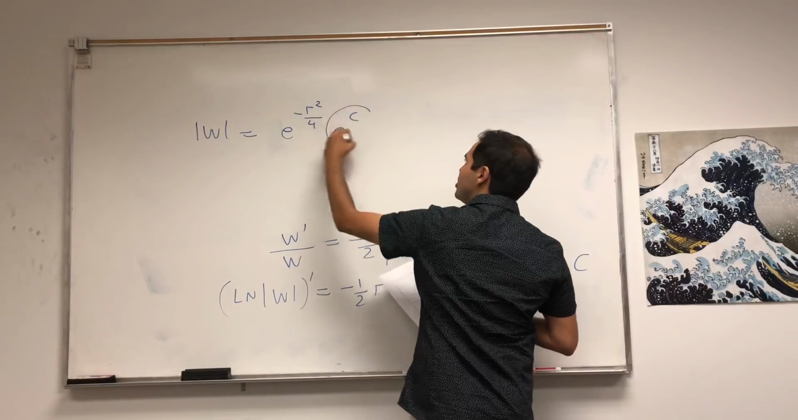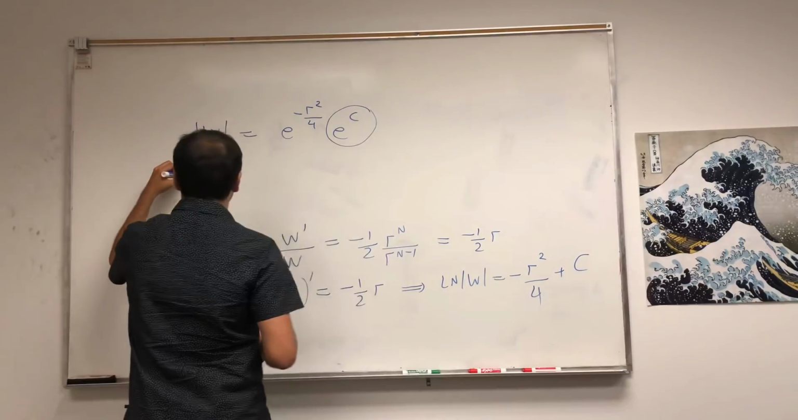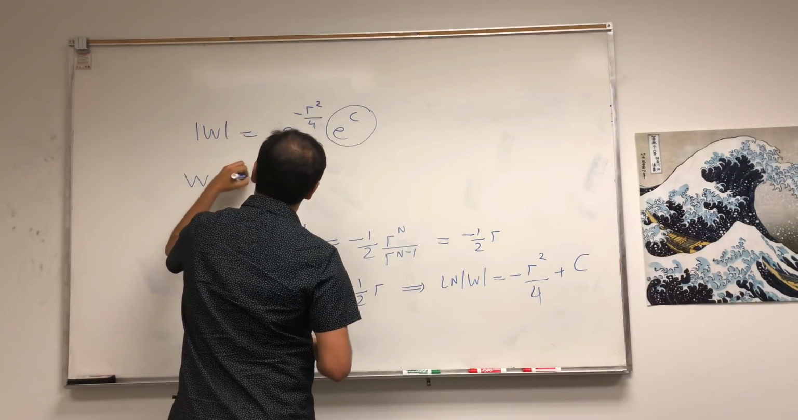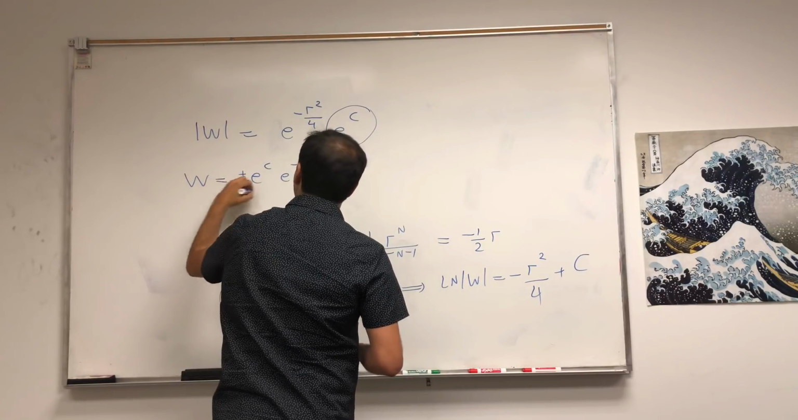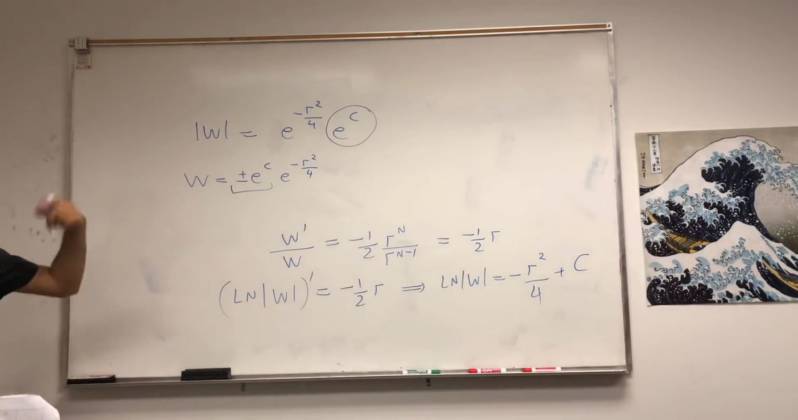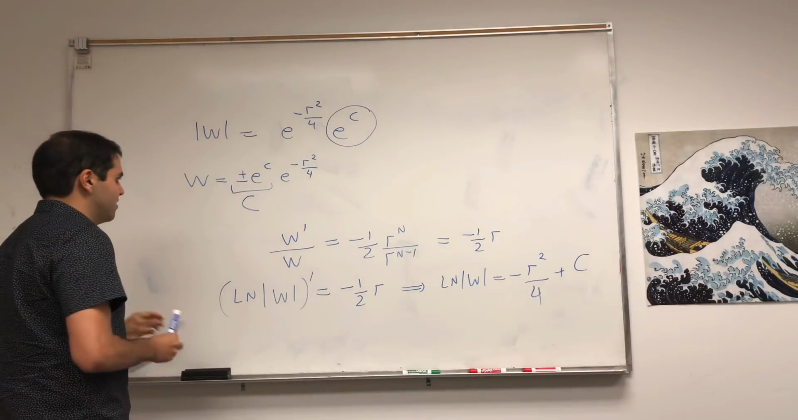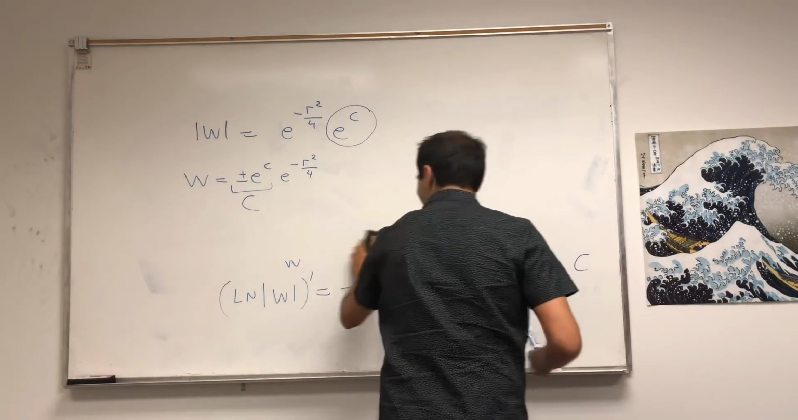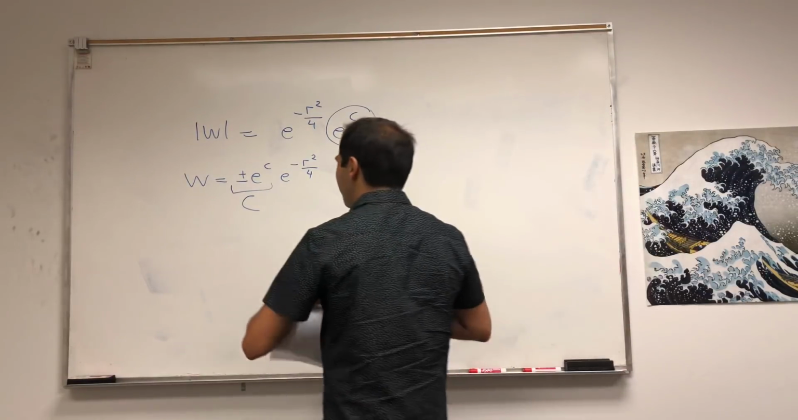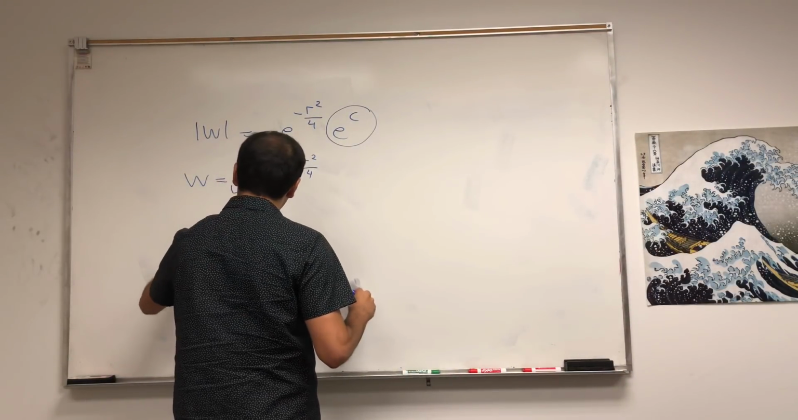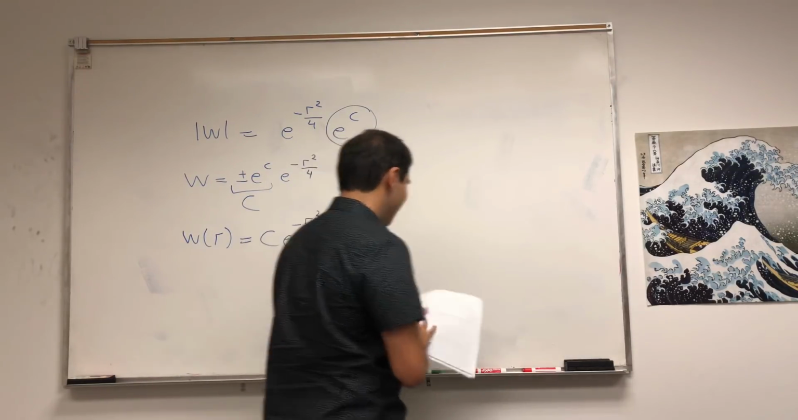This, again, c is a generic constant, so let's call, well, getting ahead of myself. So w is plus or minus e to the c, e to the minus r squared over 4. Now, plus or minus e to the c, because c was a generic constant, let's just relabel this as c. And so, do you see what is happening now? We find w of r, c e to the minus r squared over 4.